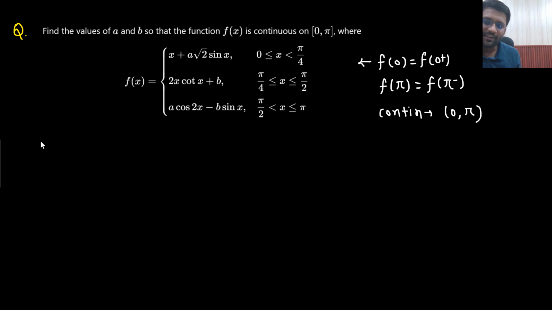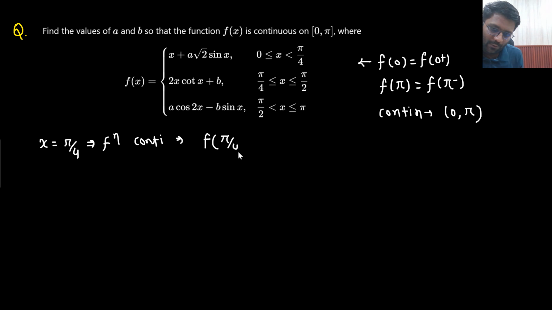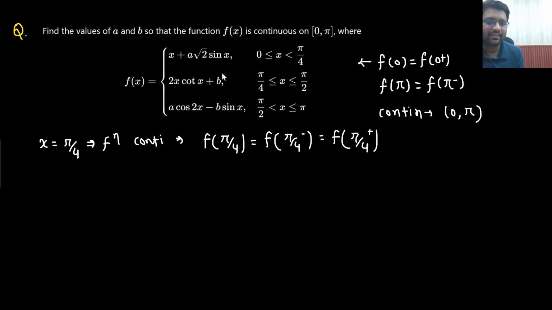So I know one thing, that the function is continuous at x equals pi by 4. At x equals pi by 4, the function is continuous. Right? What does that mean? That means f of pi by 4 would be equal to f of pi by 4 minus, would be equal to f of pi by 4 plus. Say yes or no? So f of pi by 4 and f of pi by 4 plus lie in the same function, but f of pi by 4 minus lies in a different function. So wherever the definition is changing, I will care about those things.